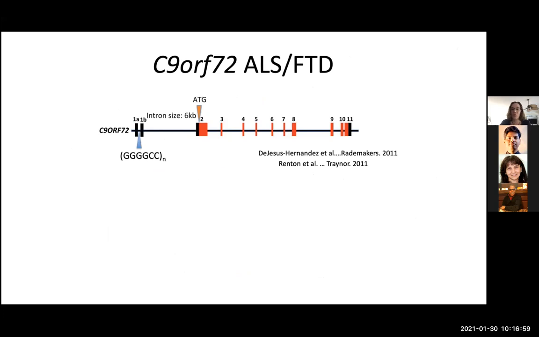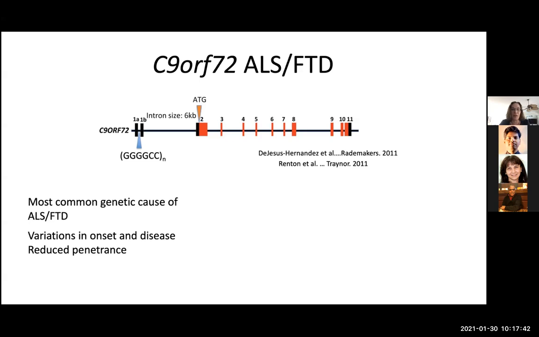This expansion mutation was very exciting for the field, the repeat expansion field, and also the ALS field and the dementia fields, because it was the first time that a repeat expansion mutation had been shown to cause ALS and frontotemporal dementia. And it kind of led to a confluence of investigators that were very interested in understanding how this worked, and a real infusion of talent and efforts to understand the molecular mechanisms of microsatellite repeat diseases. So this expansion mutation is the most common genetic cause of ALS and FTD, and variations occur in the onset and the disease presentation. So it can cause ALS or frontotemporal dementia.